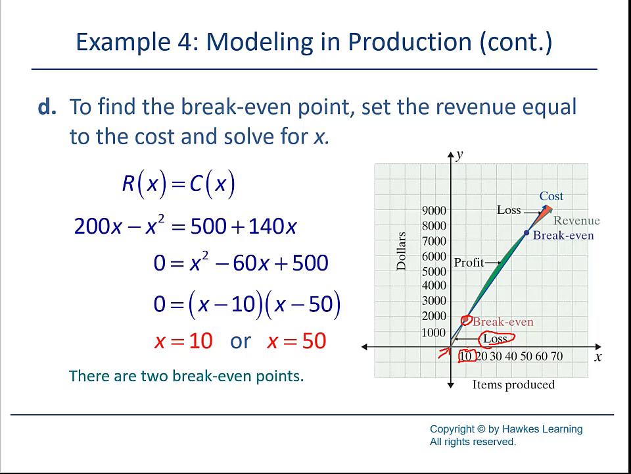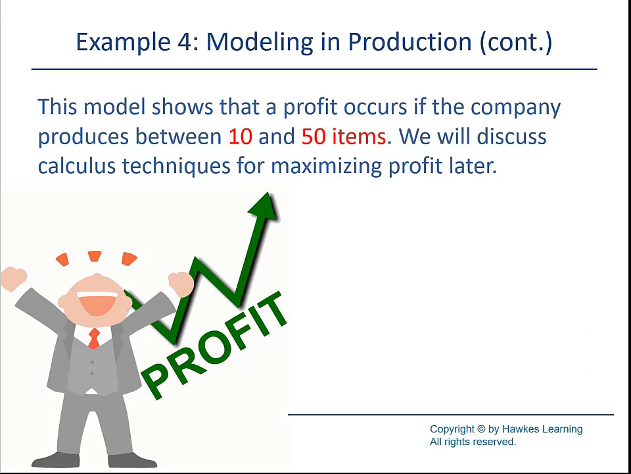Above 10, you're making a profit until you get to making and selling 50 units. And then you break even again. If you make more than that, you're starting to lose it again. So if this is your business, you're going to keep your production between 10 and 50 so that you make money.